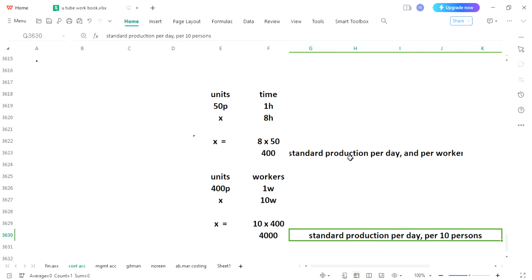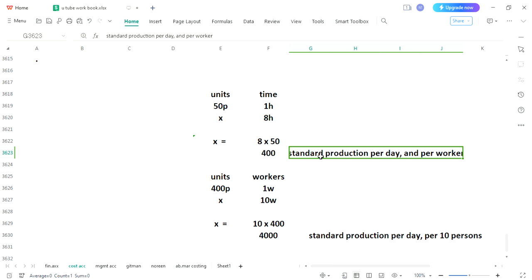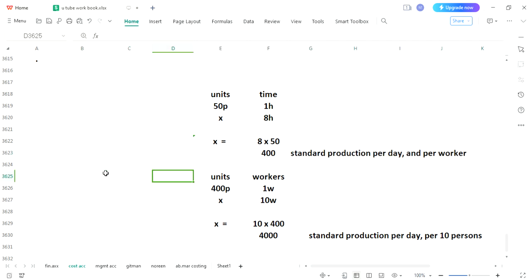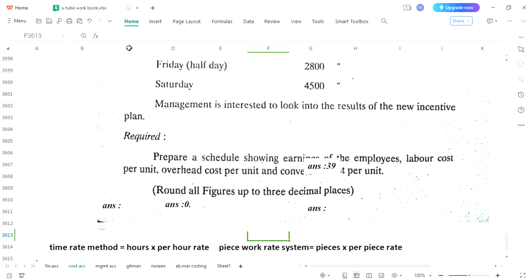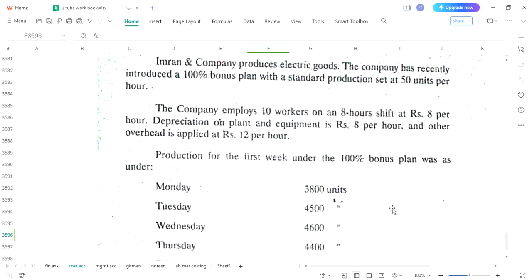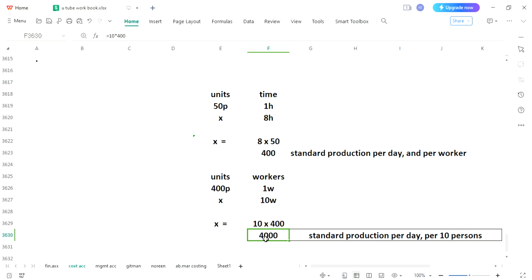Standard production per day, as we have calculated. Here we calculated standard production per day for a single worker, and here for the full day for 10 persons, and this was actually needed for our question. Let's go back to the question and see why we have calculated it. Look here, these are productions by 10 workers in 8 hours. 4000 is your standard production.